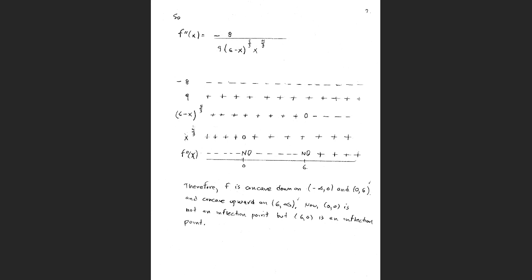And now we're ready to make a chart. So here's the second derivative. Oh yeah, the 9 shouldn't be there. Thank you. Hold on. The 9 just should not be here. So in the chart, the 9 should not be there.